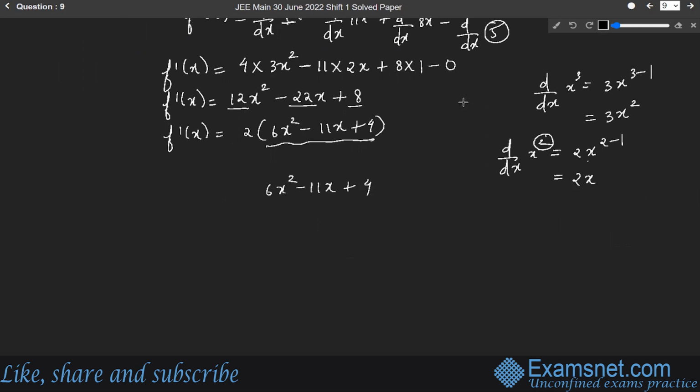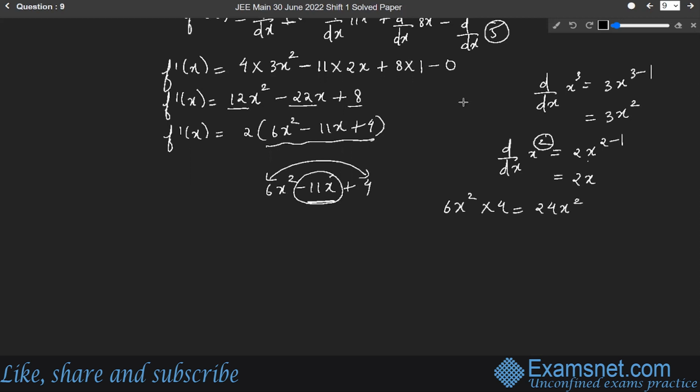It means that we have to split this middle term in such a way that the sum of two numbers should be equal to the middle term and the product of those two numbers should be equal to the product of first and last number. What is the product of first and last number? 6x square into 4. So it is 24x square.